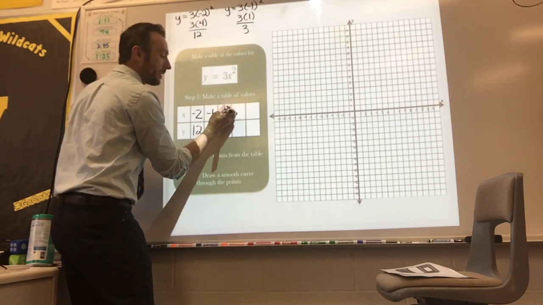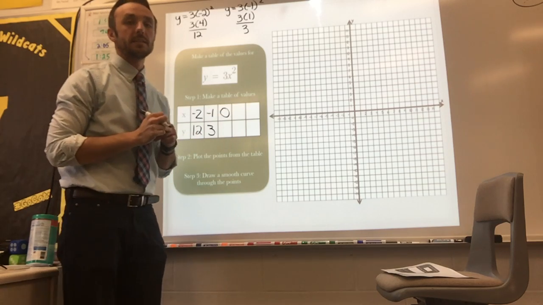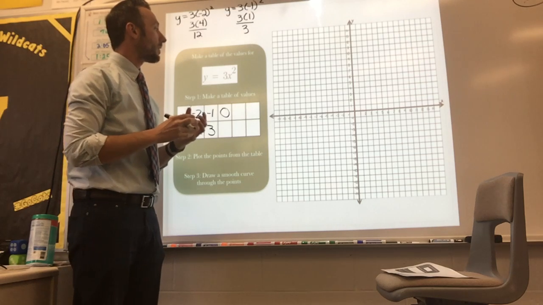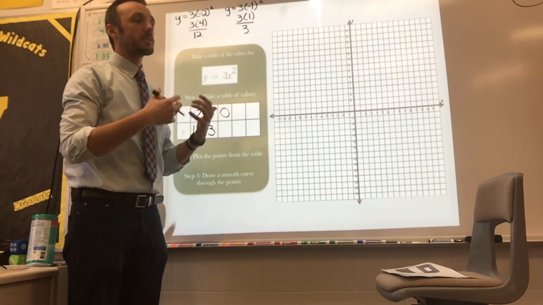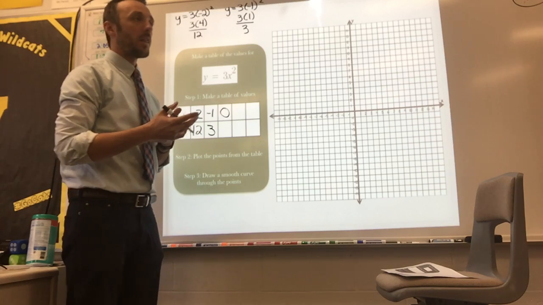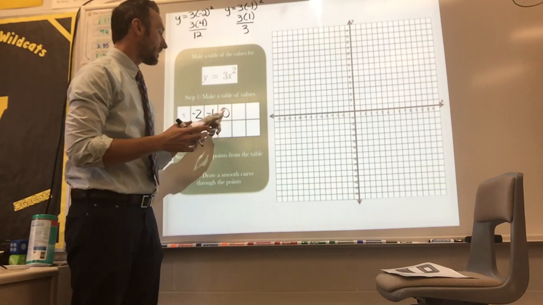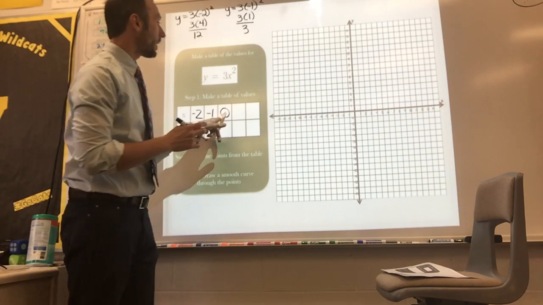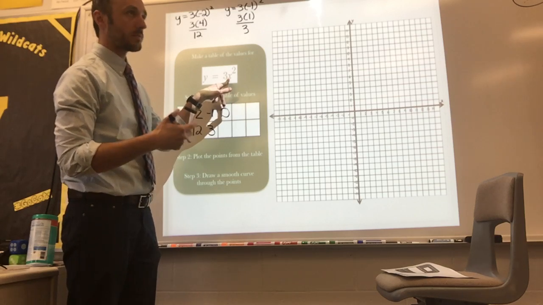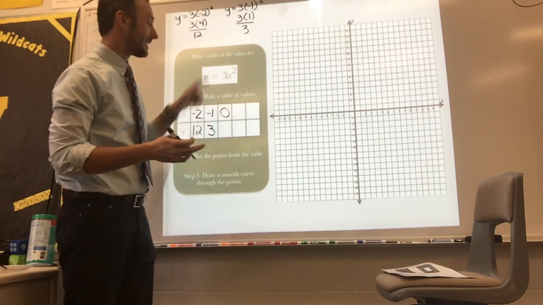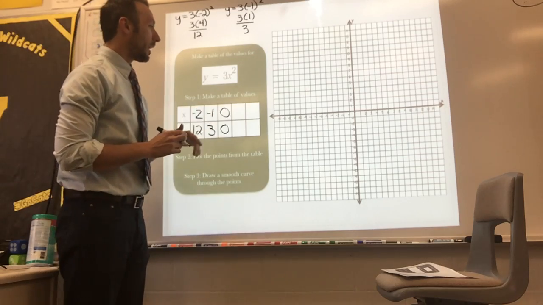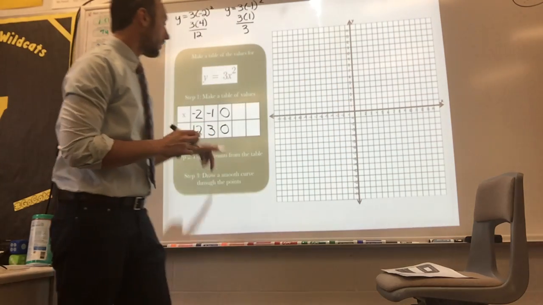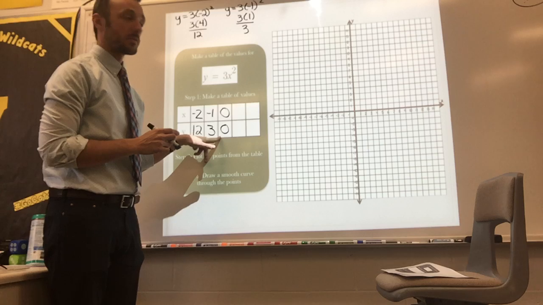I'm going to plug 0 in. And if you'll notice, for all of these parabolas that don't have the b term, since they are symmetrical to the y-axis, the vertex will always be found when x equals 0. If I plug 0 in for x, 0 squared is 0, and 0 times 3 is 0. So we know that this graph is going to be symmetrical along the y-axis and have a vertex of 0, 0.